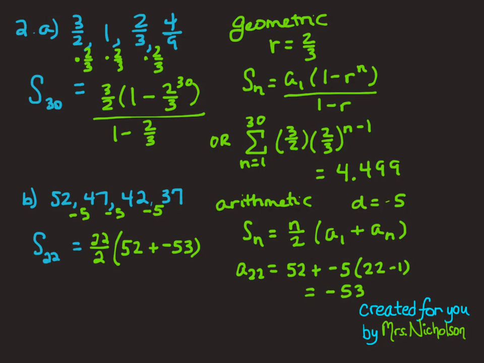Now you can also use summation here. We could sum up the terms, n equals 1 to 22, and we're going to use our nth term formula again for arithmetic, just like we did for geometric. It's going to be the first term, 52, plus the common difference, -5, times n minus 1. Whichever one of those formulas you use, you're going to get the answer -11.